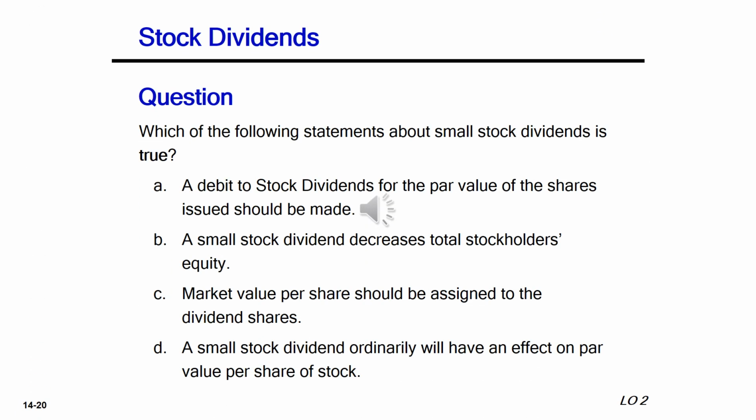Quick review question: which of the following statements about small stock dividends is true? A, a debit to stock dividends for the par value of the shares issued should be made. B, a small stock dividend decreases total stockholders' equity. C, market value per share should be assigned to the dividend shares. Or D, a small stock dividend ordinarily will have an effect on par value per share of stock. And the correct answer here is C. So the market value per share should be assigned to the dividend shares.